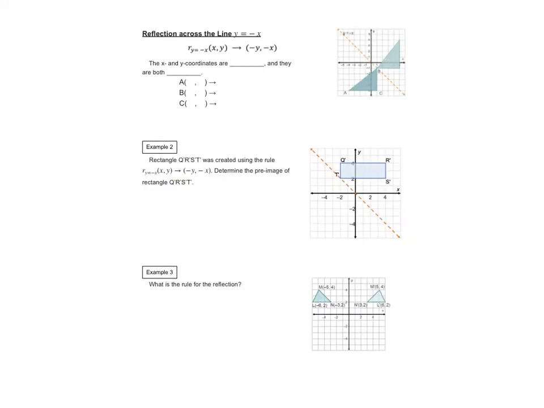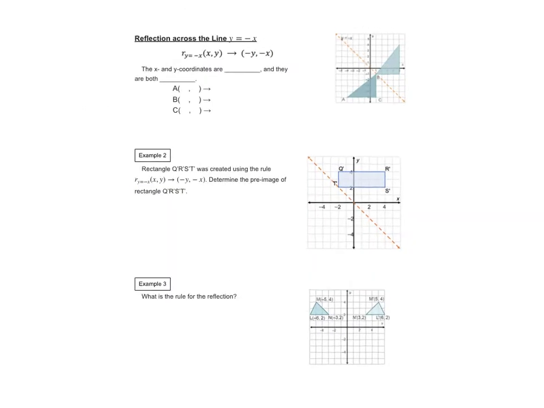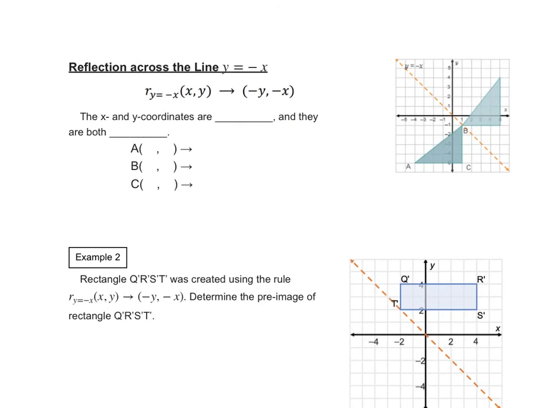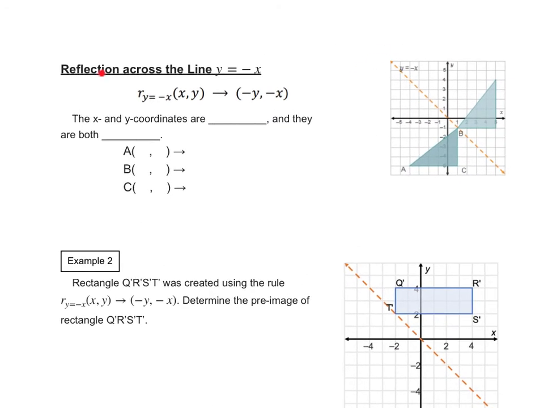Okay, so now for each one of these, we're coming up with specific mapping rules based on the reflection. And here we have a reflection across the line y equals -x. So here's this imaginary line, y equals -x. And when we map, it tells us that when we reflect over y equals -x, our x and y values will map to -y, -x.